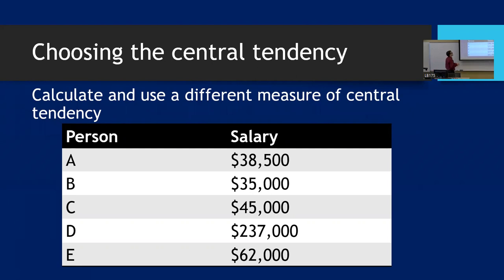Now, the example that we already saw was choosing our measures of central tendency. Remember back last class period, we saw that the salary data set had a median of $45,000 and had a mean of $83,500. And it had no mode.